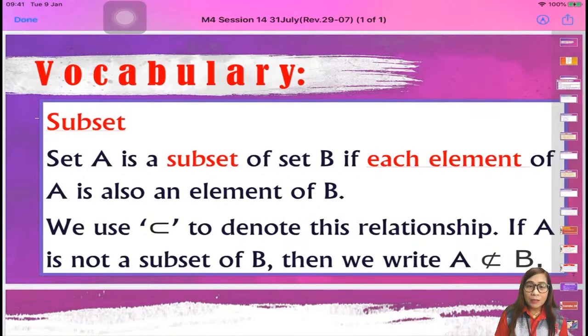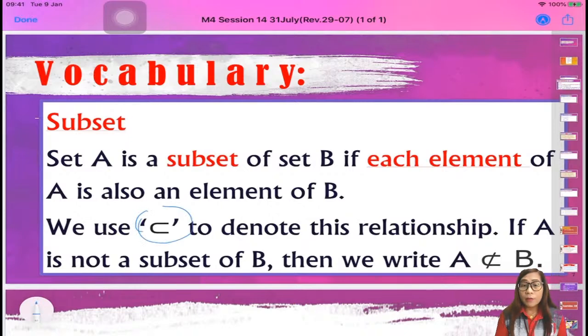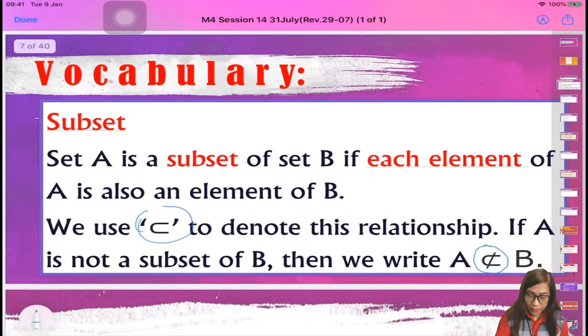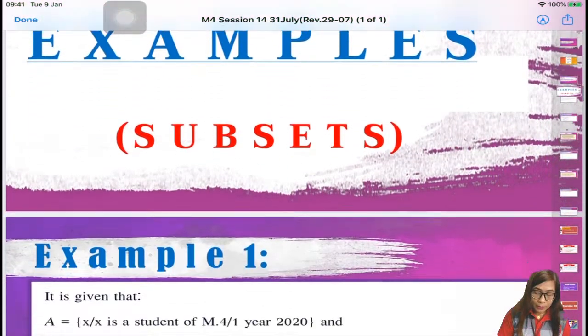We use this symbol to denote the relationship. If A is not a subset of B, then we write A is not a subset. So it's subset, not, so you just put a slash. Okay, the next is examples. What are the examples about subsets?